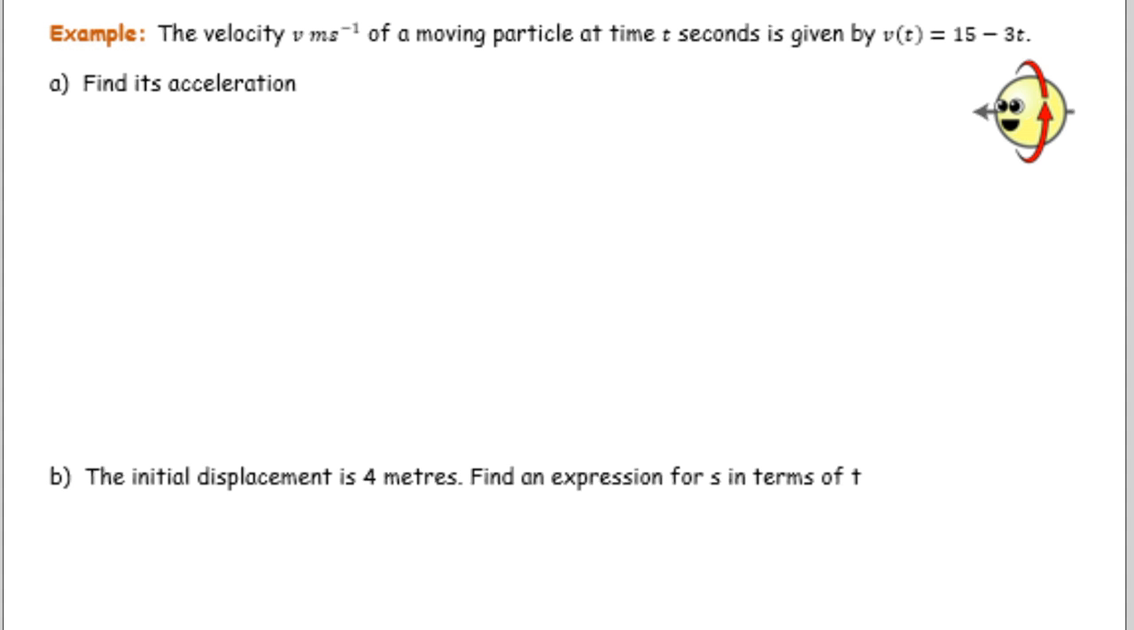Okay, let's do this. Here's another one. Velocity v of a moving particle at time t seconds is given by this expression. This is a nice linear one this time. Find its acceleration. Do I need to integrate? The derivative. How do you know it's a derivative? It's going down. Yeah, velocity to acceleration. So find the derivative.